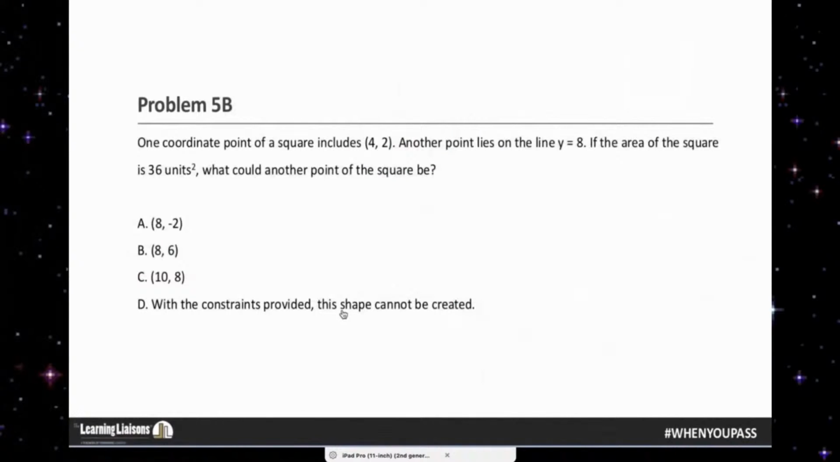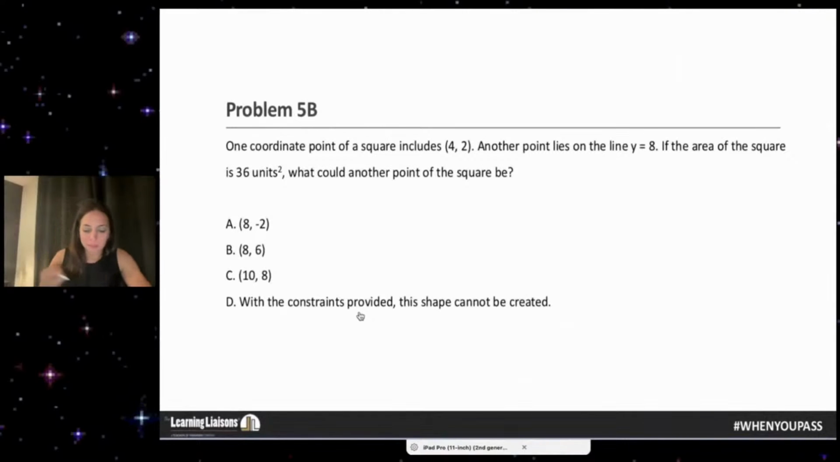Ooh, okay. This is taking that idea of the coordinate square to the next level. So one coordinate point of a square includes 4 comma 2. Another point lies on the line y equals 8. If the area of the square is 36 units squared, what could another point of the square be? So let's take our coordinate grid again.